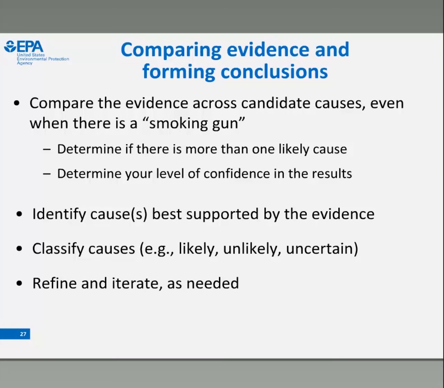And finally, refine and reiterate as needed. Revise your conceptual model diagrams to reflect your conclusions, as these can be very effective ways to communicate findings. If you have multiple causes remaining, you may need to collect new data, reevaluate, and come back and do almost a second tier of a causal assessment. So as needed, continue to refine your findings.